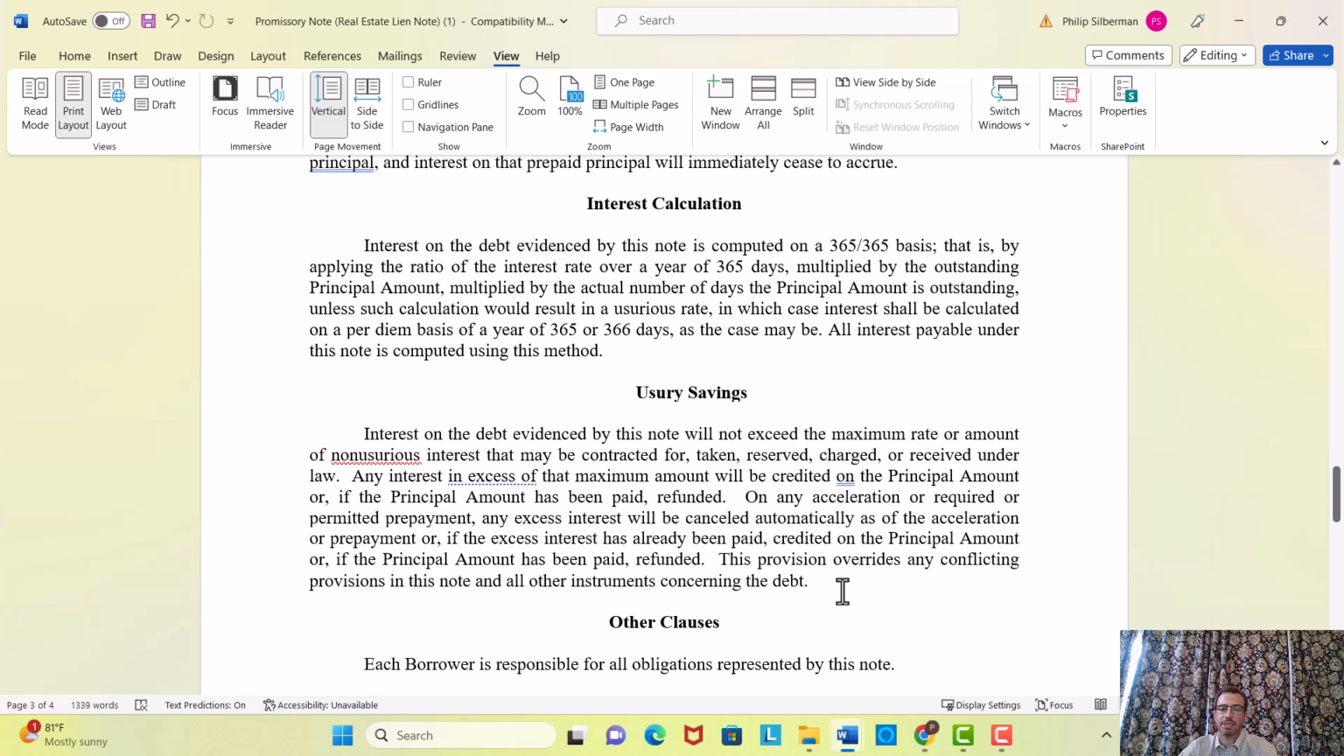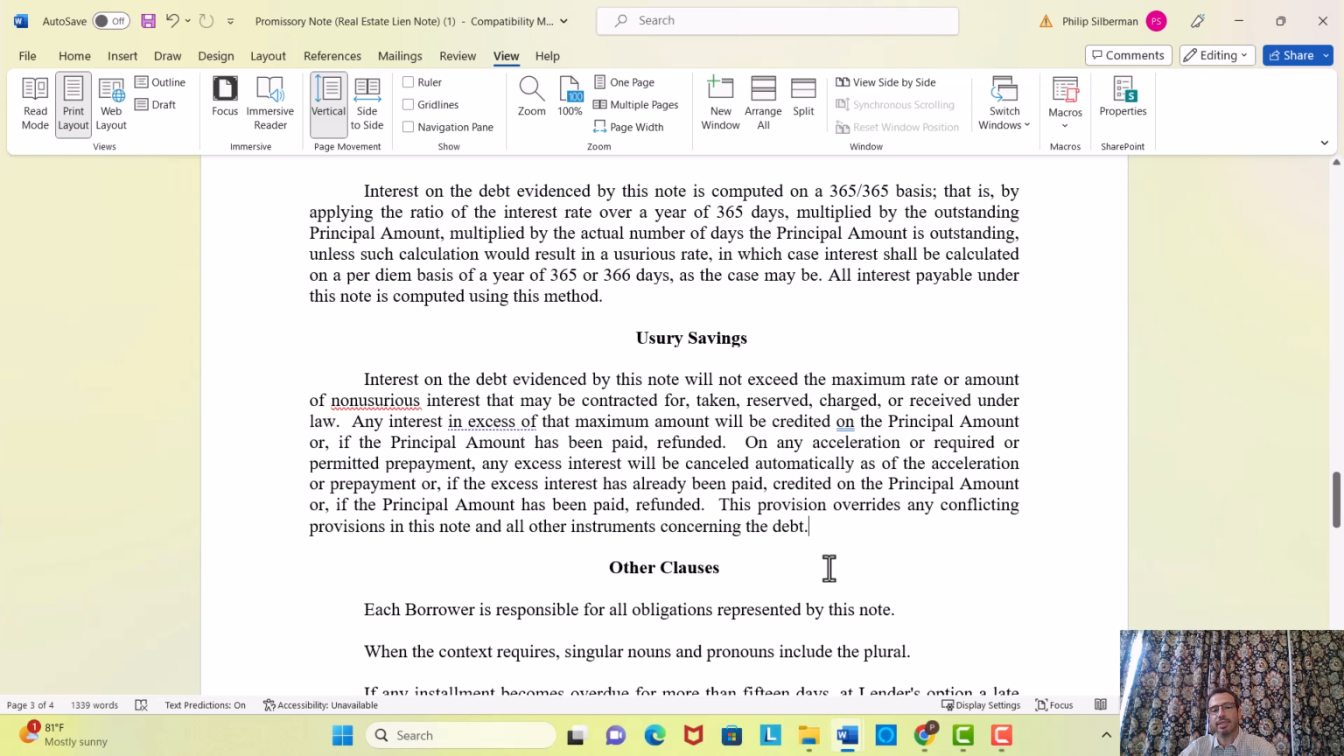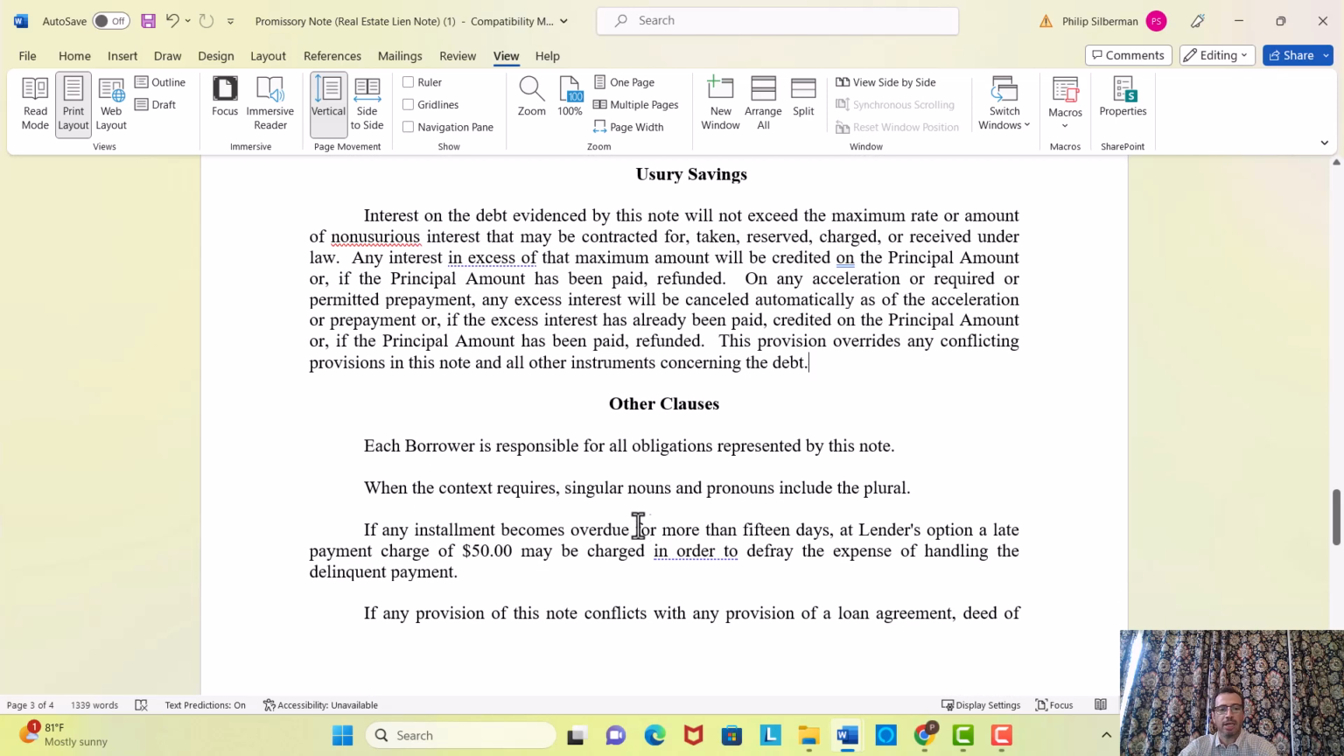Usury savings clauses, these are typically enforceable in Texas. If the lender accidentally names a usurious rate, this clause is meant to save the lender from the ramifications of being sued for usury. Other clauses, this is what's called a full recourse note. So each borrower is actually responsible. So for whatever reason, if the borrower doesn't pay and the foreclosure doesn't satisfy the full obligation of the note, the lender does have the right to go after the borrower in a deficiency proceeding, is what may happen.